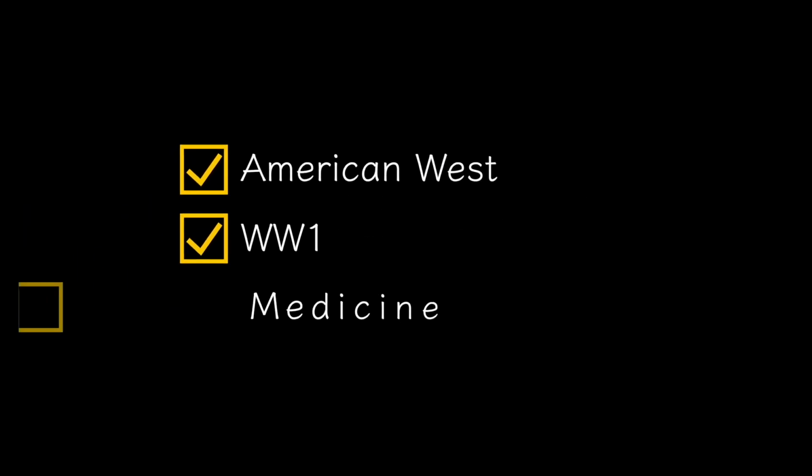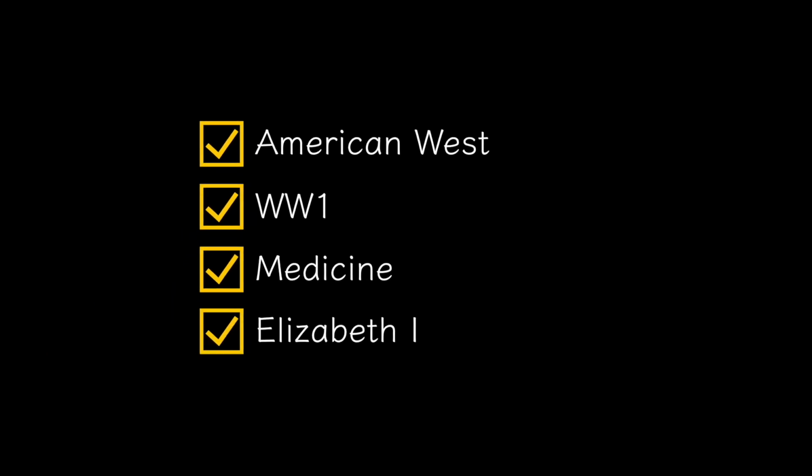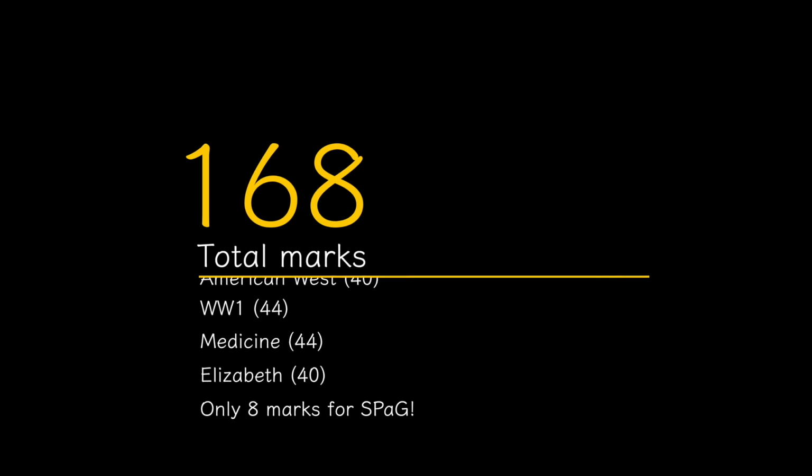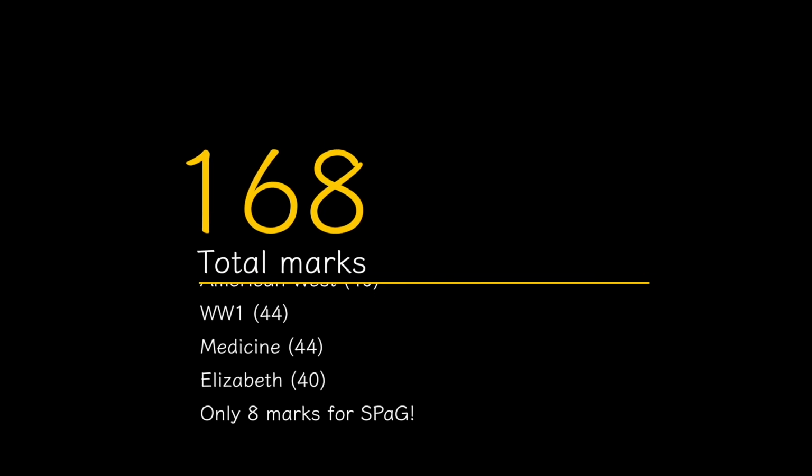GCSE History is made up of 4 units spread over 2 exams. The American West, World War I, Medicine and Elizabeth I. In total, there are 18 questions. And don't worry, only 2 questions check for spelling, punctuation and grammar.